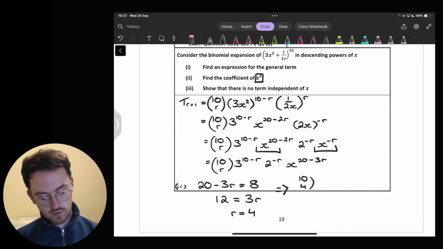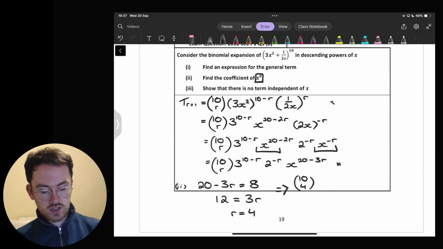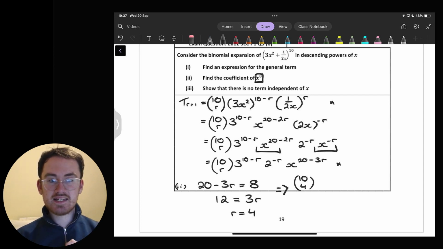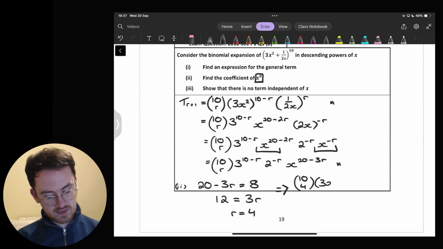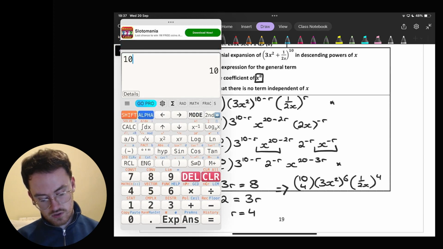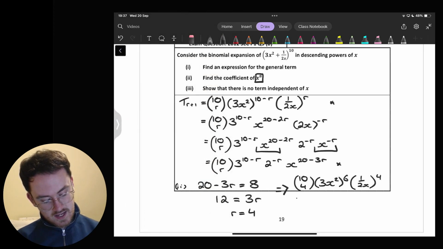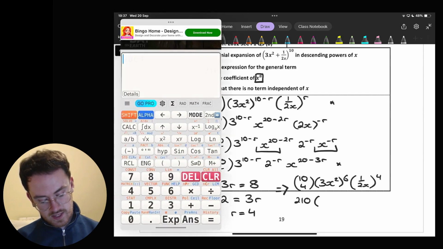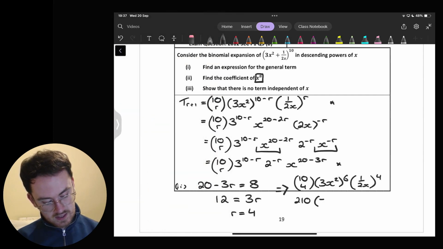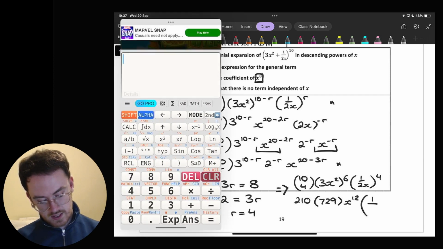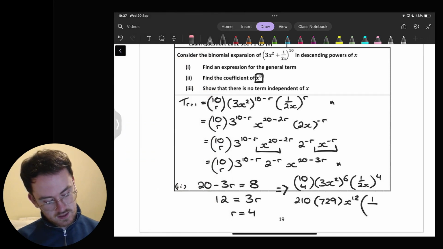I get 10 choose 4. We can either sub it in at the end here, or we could sub it back in at the top. Maybe since we subbed it in at the end the last time, we might sub it back in at the top this time and work it out fully, just to show that we should get the same answer. So I get 3 to the power of 6 here, and I get 1 over 2x to the power of 4 here. Looking at my calculator then, 10 choose 4 is 210. Then 3 to the power of 6 is 729. And that's x to the power of 12. And then here we have 1 over 2 to the power of 4, which is, of course, 16.